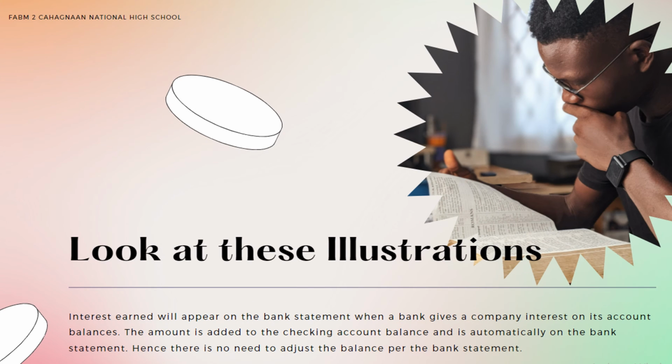Interest earned will appear on the bank statement when a bank gives a company interest on its account balance. The amount is added to the checking account balance and is automatically in the bank statement. Hence, there is no need to adjust the balance per bank statement. So, the interest earned is automatically included in the bank statement.